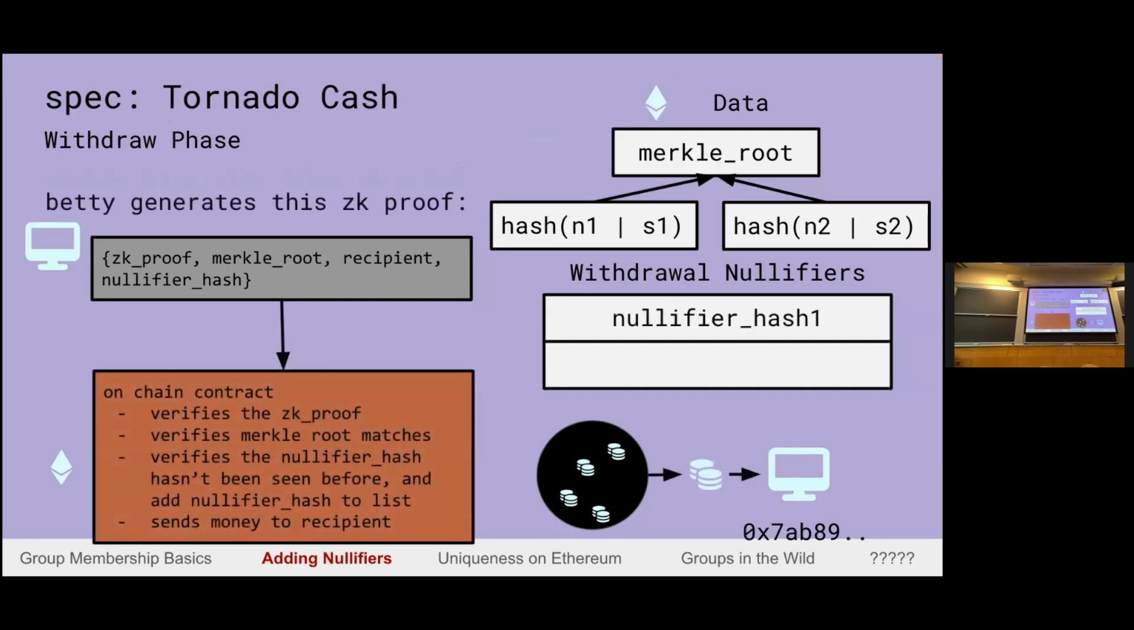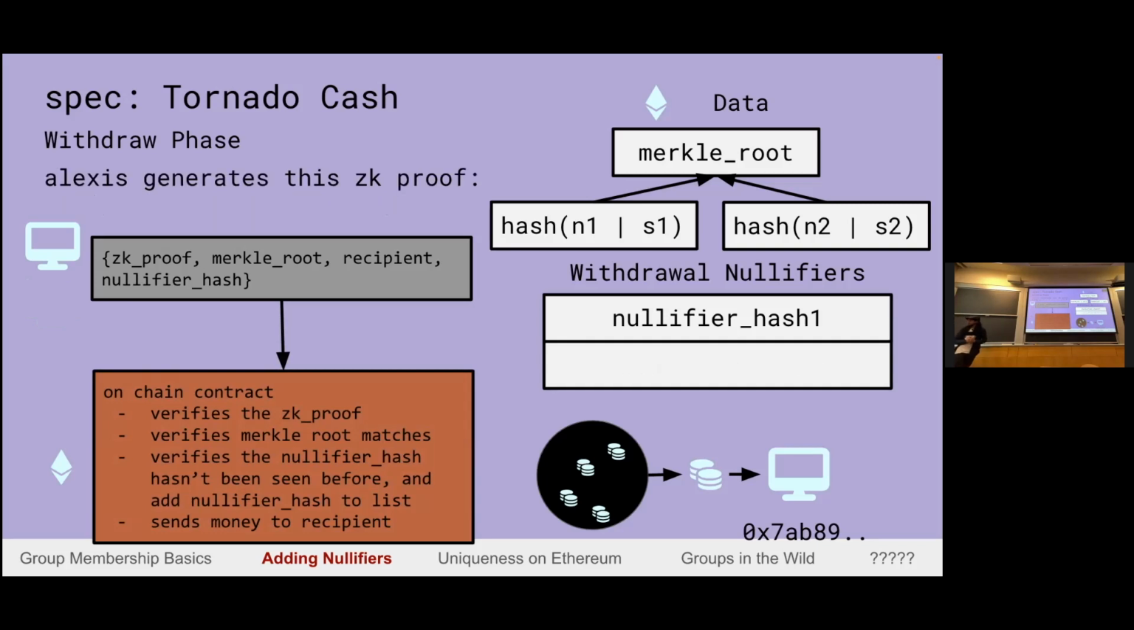Cool. So you can imagine that now if Betty comes in and wants to generate the ZK proof, they generate their own proof. They have a different nullifier hash. So it's not going to match nullifier hash 1. And they can withdraw themselves to their own account. Yes, you had a question. How does this work in practice in terms of different amounts? So maybe Alexis is sending a certain amount that isn't just one. How do people not match up the amounts? Or can you say more about how this is used in practice?